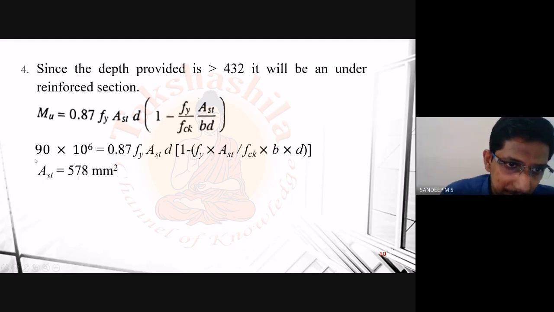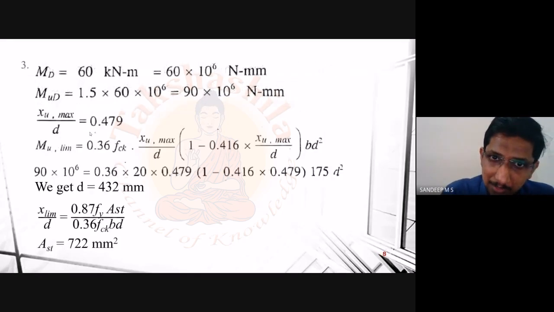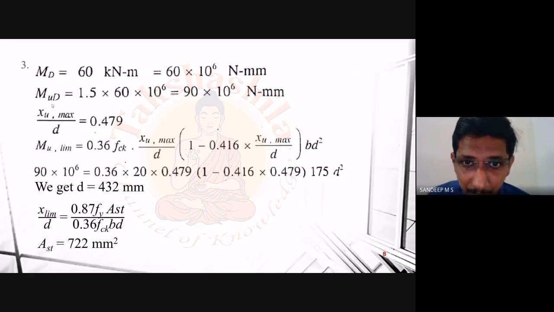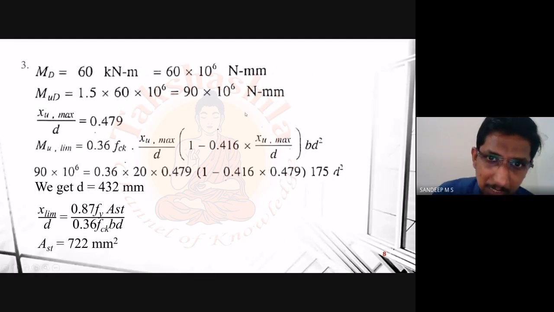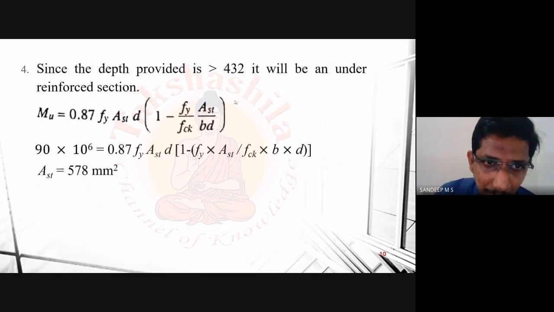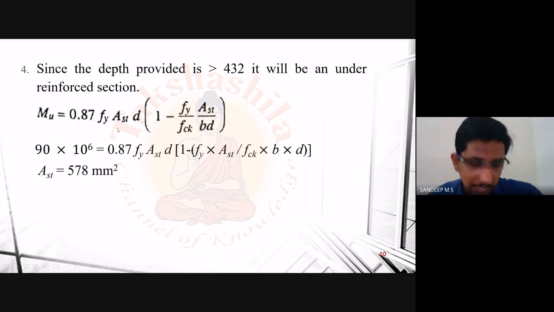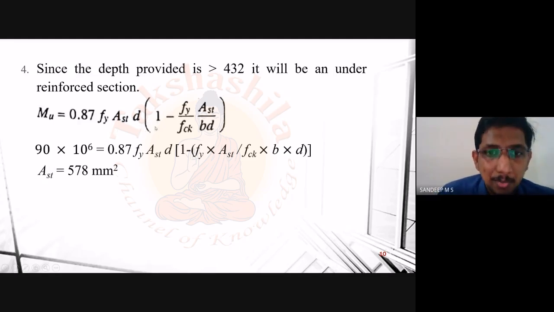If you see here, we are using the same moment of resistance, given as 90 into 10 raised to 6, which was the factored moment that was acting on the section. We have already seen in the previous problem, it is 90 into 10 raised to 6. After increasing the depth, we are just using the equation corresponding to that of an under reinforced section, which is Mu is equal to 0.87 Fy AST into D into 1 minus Fy AST by FCK into B D.